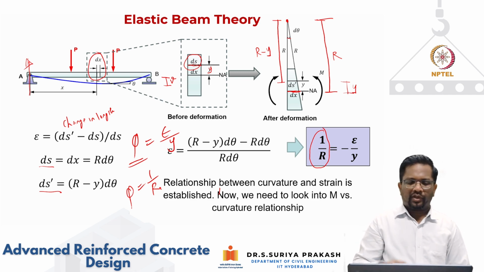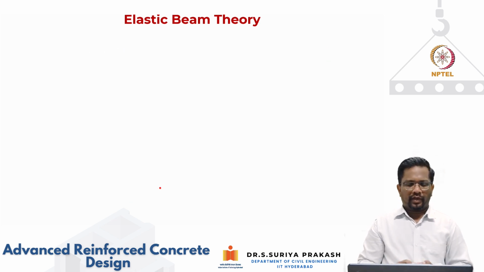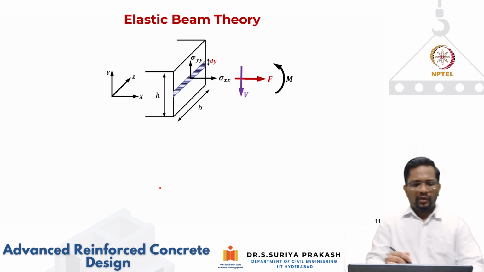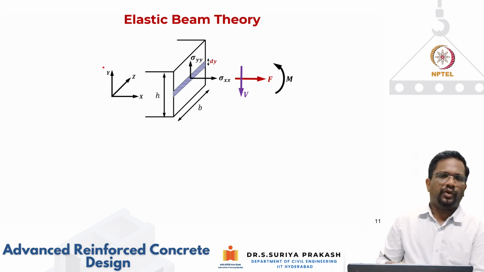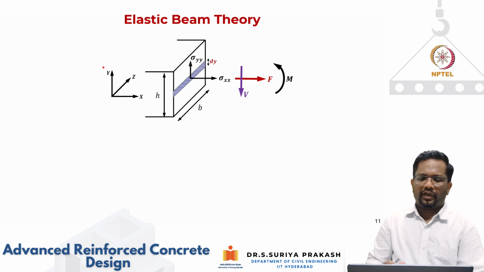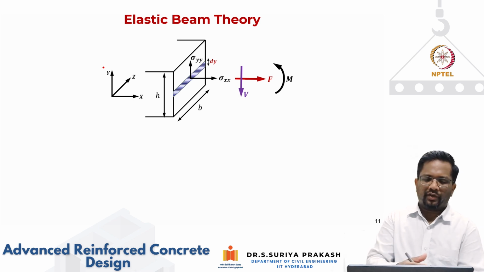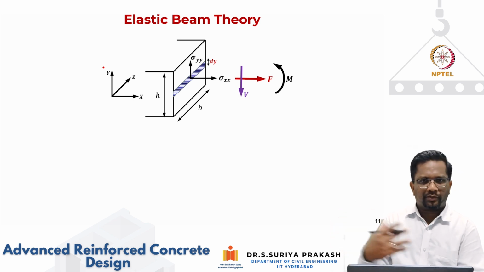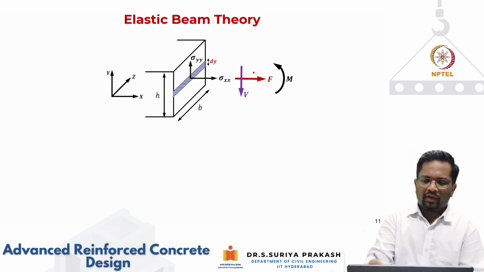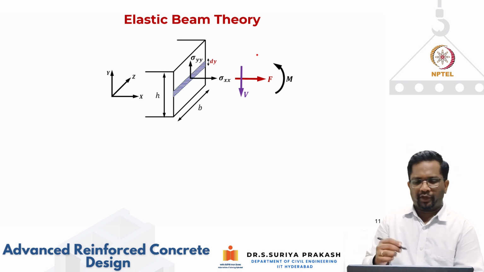Now let us see how the curvature and moment are related. For that, we will again go through simple elastic beam theory. I am taking a small cross section with the Cartesian coordinate system x, y, and z like this. If you look at the internal forces, this particular section can be subjected to a horizontal force, which can be compression or tension, or it can be subjected to shear, which is V, or it can also be subjected to bending moment.